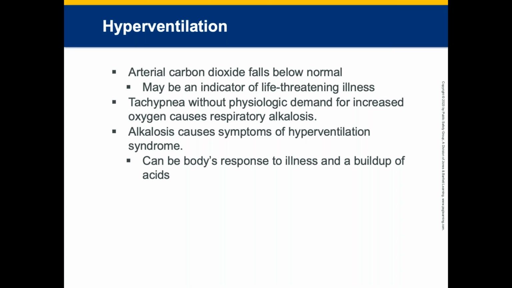So hyperventilation is when arterial carbon dioxide falls below normal, okay? So we're going to see low end-tidal readings because the patient's hyperventilating, which may be an indicator of a life-threatening illness. If you're breathing fast, it's the body's way to compensate for acidosis. You're trying to blow off the gases, right? The buildup of excess acid in the blood or body tissues will cause that hyperventilation, which in turn will lower the carbon dioxide, which helps to compensate for other acids that are there. So tachypnea without a physiologic demand for increased oxygen causes respiratory alkalosis, right?